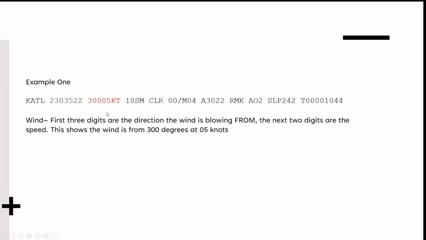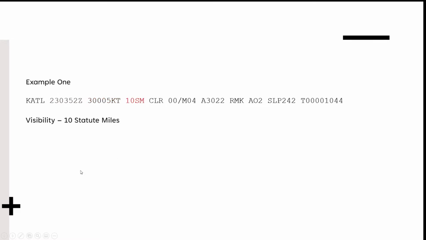Next, we have the wind. The first three digits are the direction that the wind is blowing from, and the next two digits are the speed. So what this shows us is that the wind is blowing from 300 degrees at 5 knots. Next we have the visibility, and it's 10 statute miles in Atlanta at the time of this METAR. So it's a nice clear night.